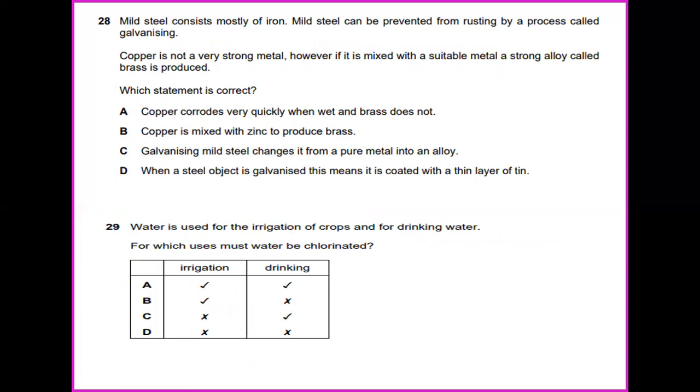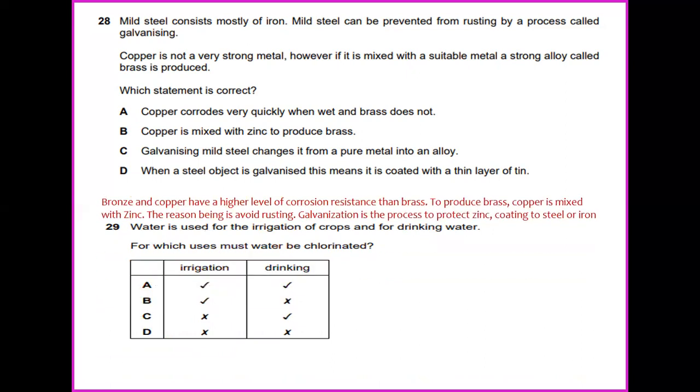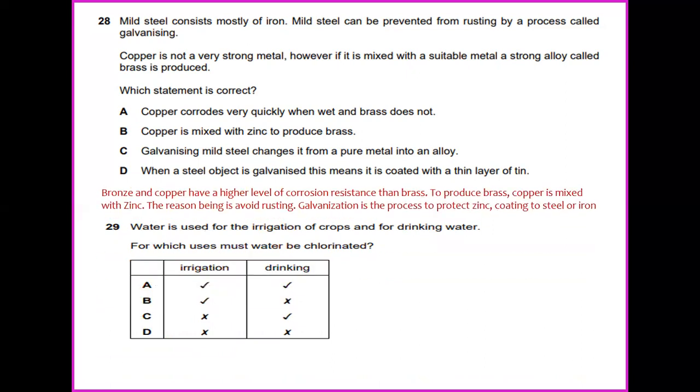Mild steel consists mostly of iron. Mild steel can be prevented from rusting by a process called galvanizing. Copper is not a very strong metal. However, if it is mixed with a suitable metal, a strong alloy called brass is produced. Which statement is correct? Bronze and copper have a higher level of corrosion resistance than brass. To produce brass, copper is mixed with zinc. The reason is to avoid rusting. Galvanization is a process to protect steel or iron with a zinc coating. So the answer for this would be B. Copper is mixed with zinc to produce brass.